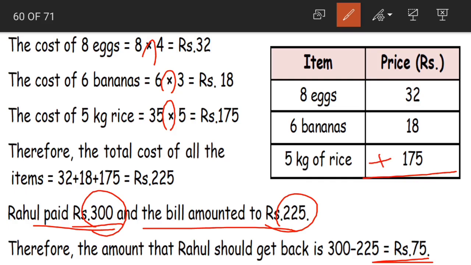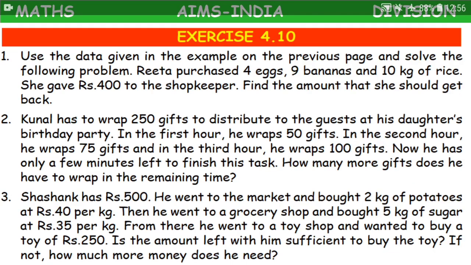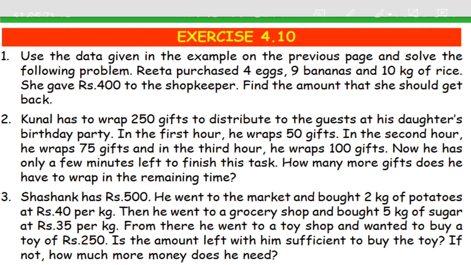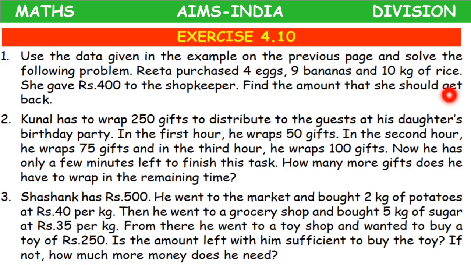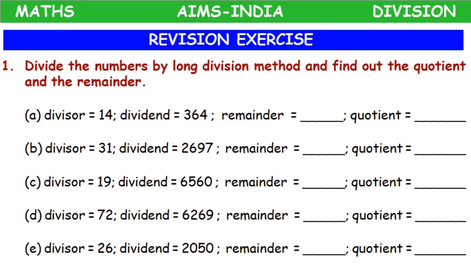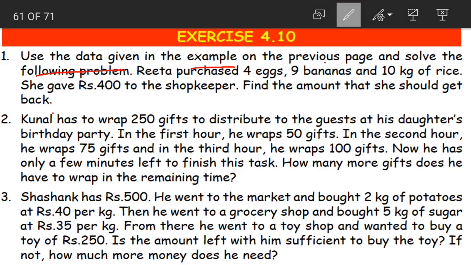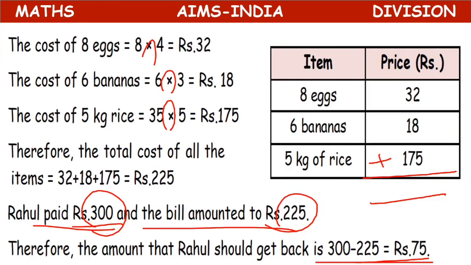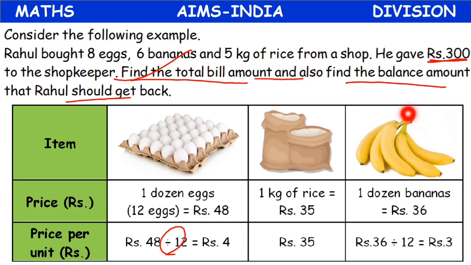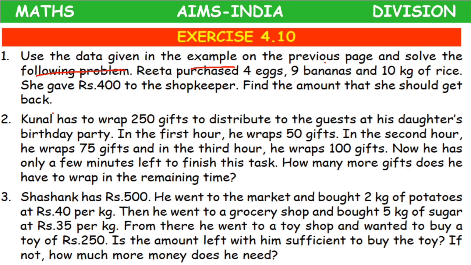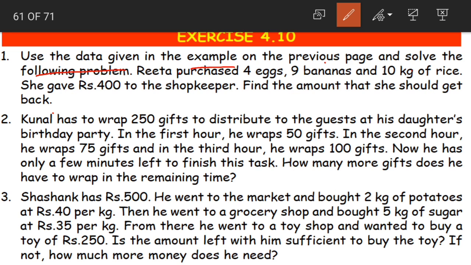And then we added to find out the total bill and then subtracted to find out the balance amount. Clear? Now here we have a few more problems which need to be solved using many operations. Let us see. Use the data in the given example on the previous page and solve the following problem. With the same data, the prices are the same. So for the same prices, we need to find out.